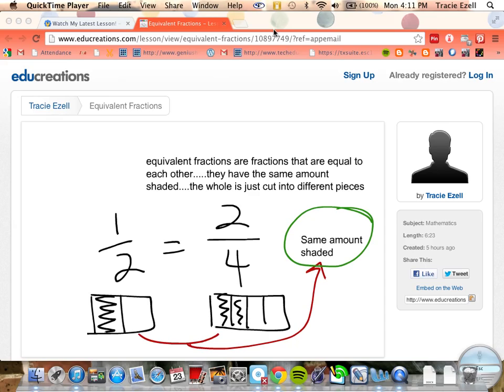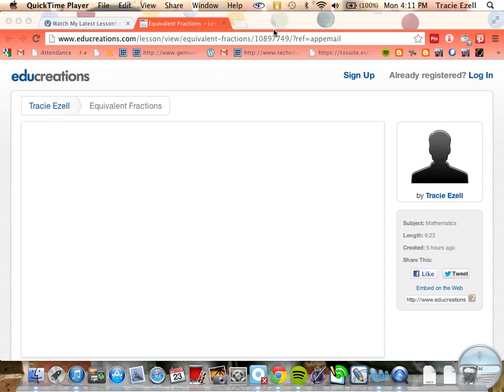Equivalent fractions are fractions that are equal to each other. They have the same amount shaded. The whole is just cut into different pieces. And I put the picture again on this page just so you could see it side by side. 1/2 is equal to 2/4. The same area is shaded in both pictures.